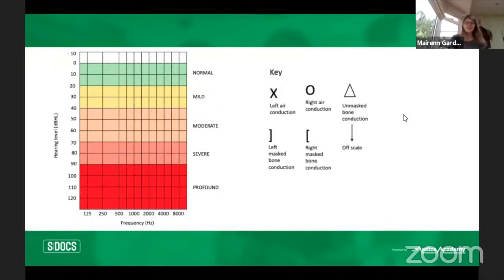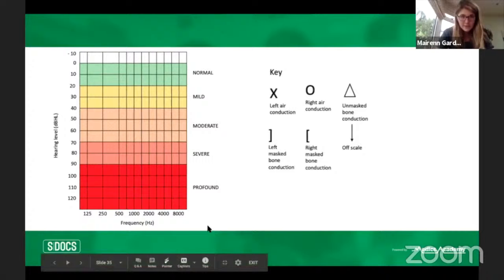So I've created this here. Along the left-hand side, if you can see my arrow, is the hearing level in decibels. So this is the intensity of their hearing. And along here is frequencies. So this is what frequencies they can hear.